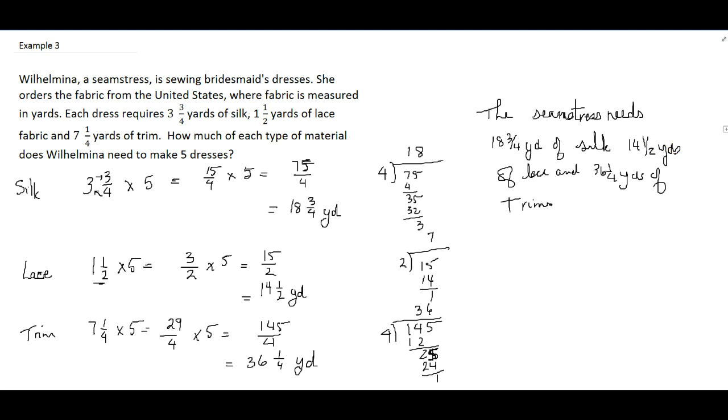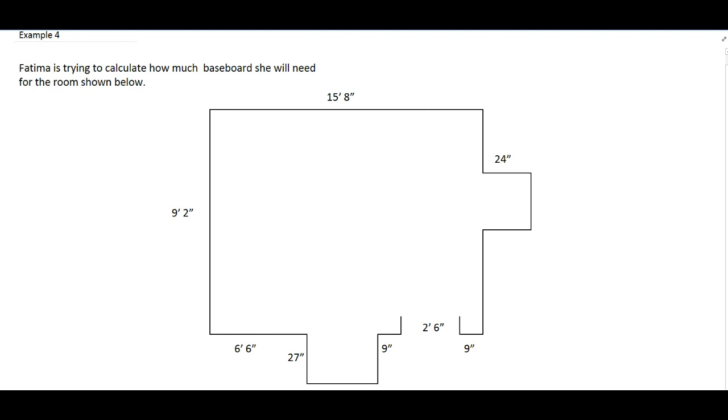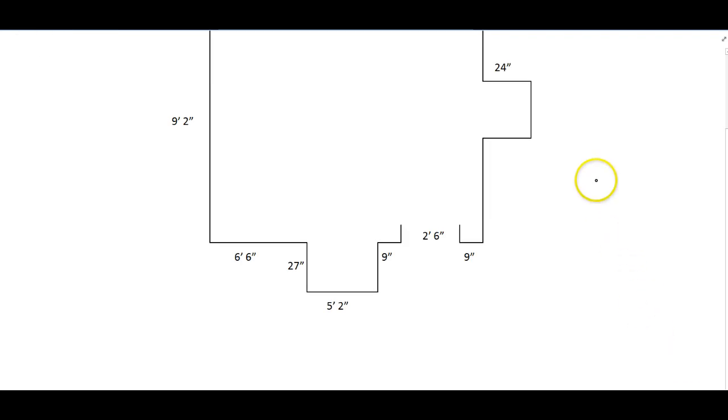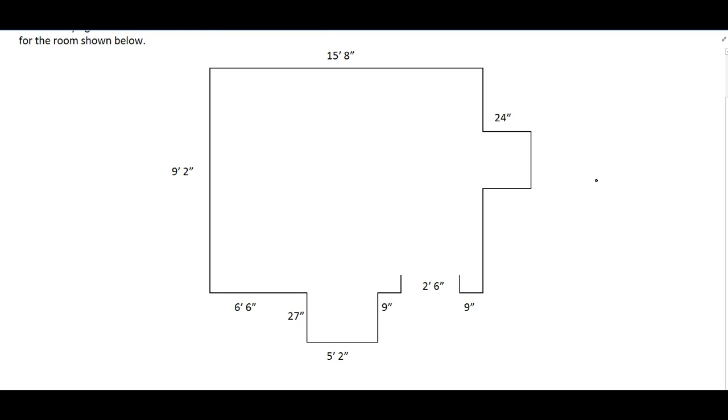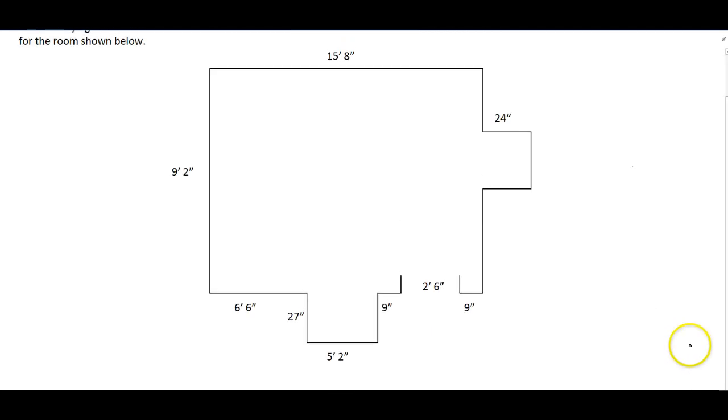Example number 4. Just need to adjust this. Give me a second here. Okay. So we can't quite fit it all in one. So Fatima is trying to calculate how much baseboard she'll need for the room shown below. And now we'll scroll up for the room so we can get all of the measurements for the room. So baseboard, it runs along the edge, along the floor. And so what we're looking for is to determine how much baseboard she's going to need for this room.